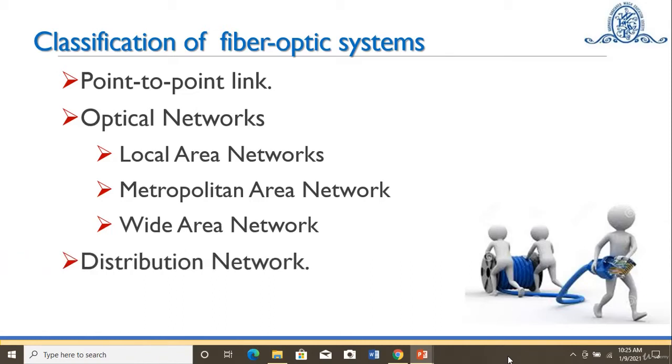It is possible to use optical links even to supply the data over the last mile to a single home or office. This technology is called fiber to the home, FTTH. Different distribution networks can be used to distribute the same data to multiple users. So we will start our study with the details of the point-to-point link.